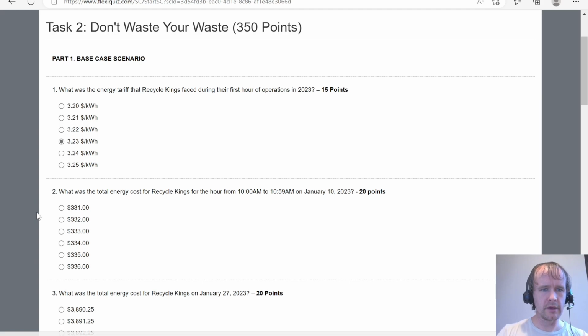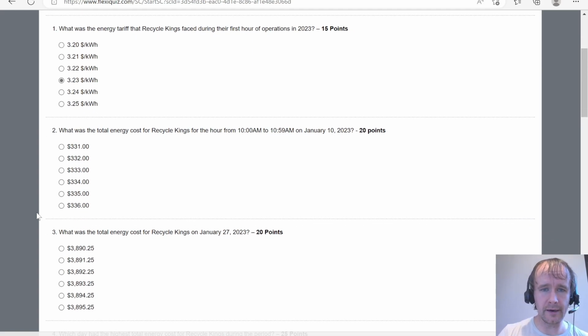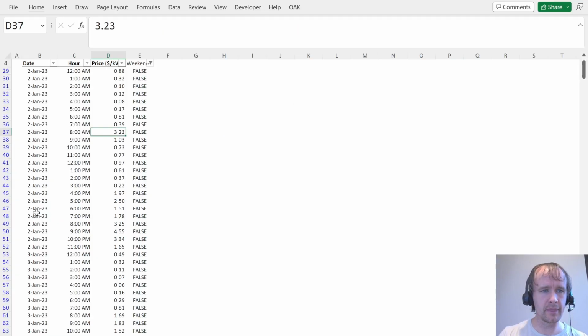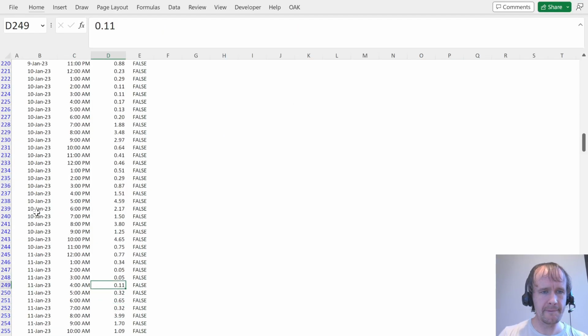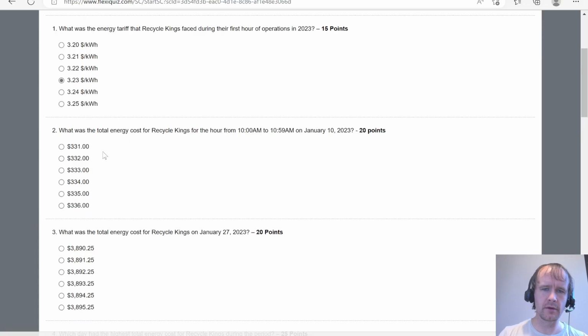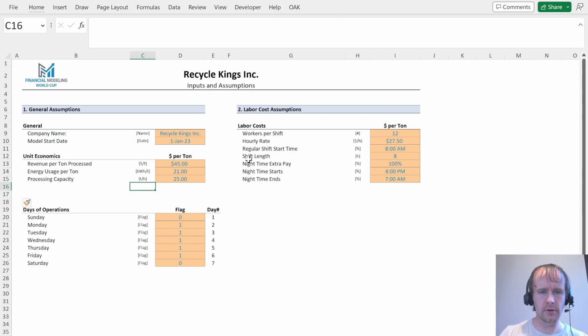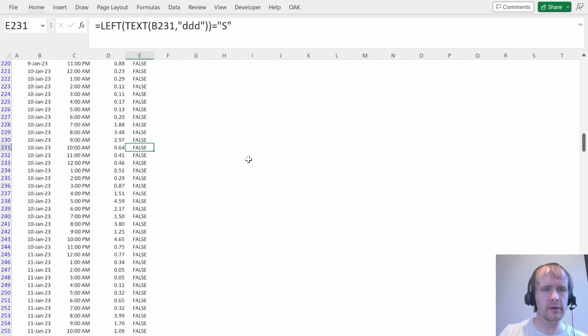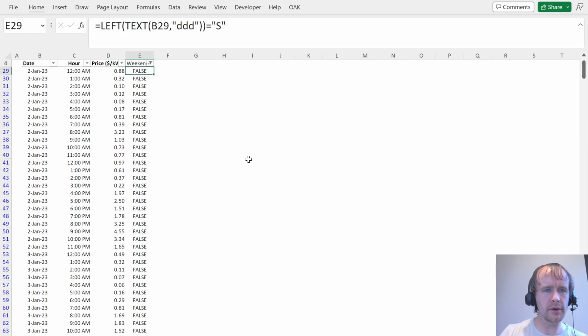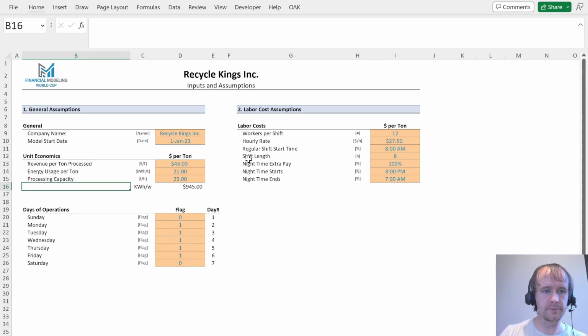Fine. Total energy cost for Recycle Kings for the hour 10 on January 10th. January 10th, the hour 10 a.m. Oh, sure, fine. So we've got, so we want kilowatt hours per hour, I guess. So we got 45 tons, 21 kilowatt hours for that. This price is dollars per kilowatt hour. So energy use rate, I guess.